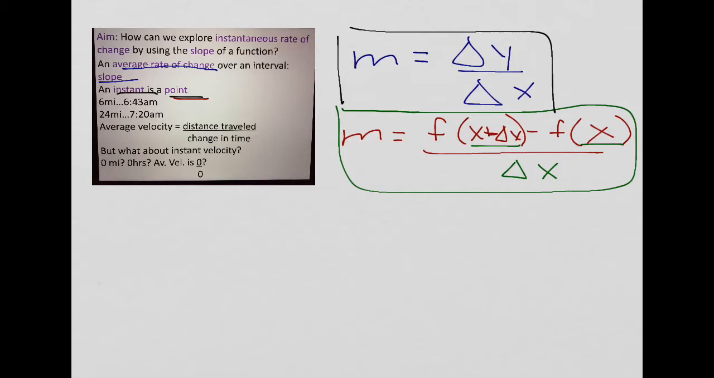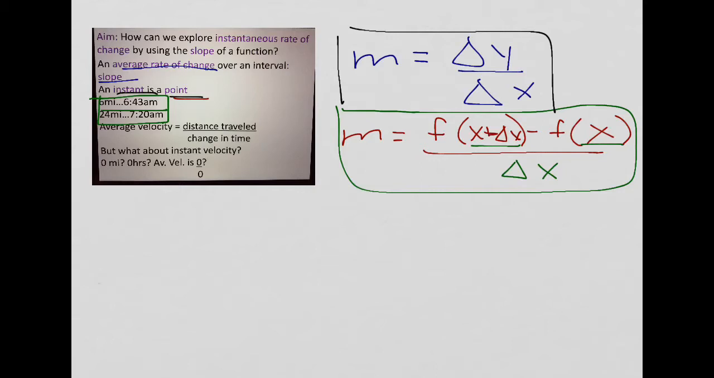And here we go. Below this is really supposed to be a table, but I lost all the lines for tables, so I just typed it out like this. If you look, Miss Pelosi was driving for 6 miles, and she passed a location at 6:43 in the morning, and then at 24 miles, she was at a different location at 7:20 in the morning.